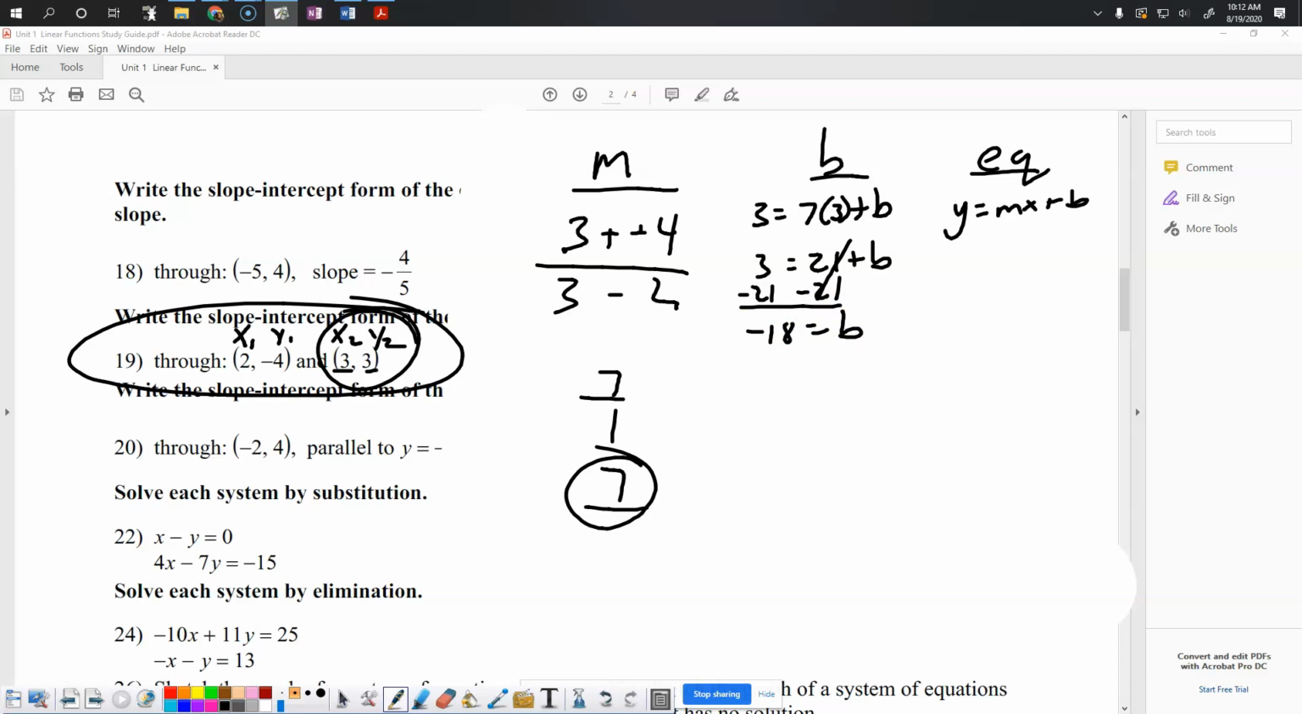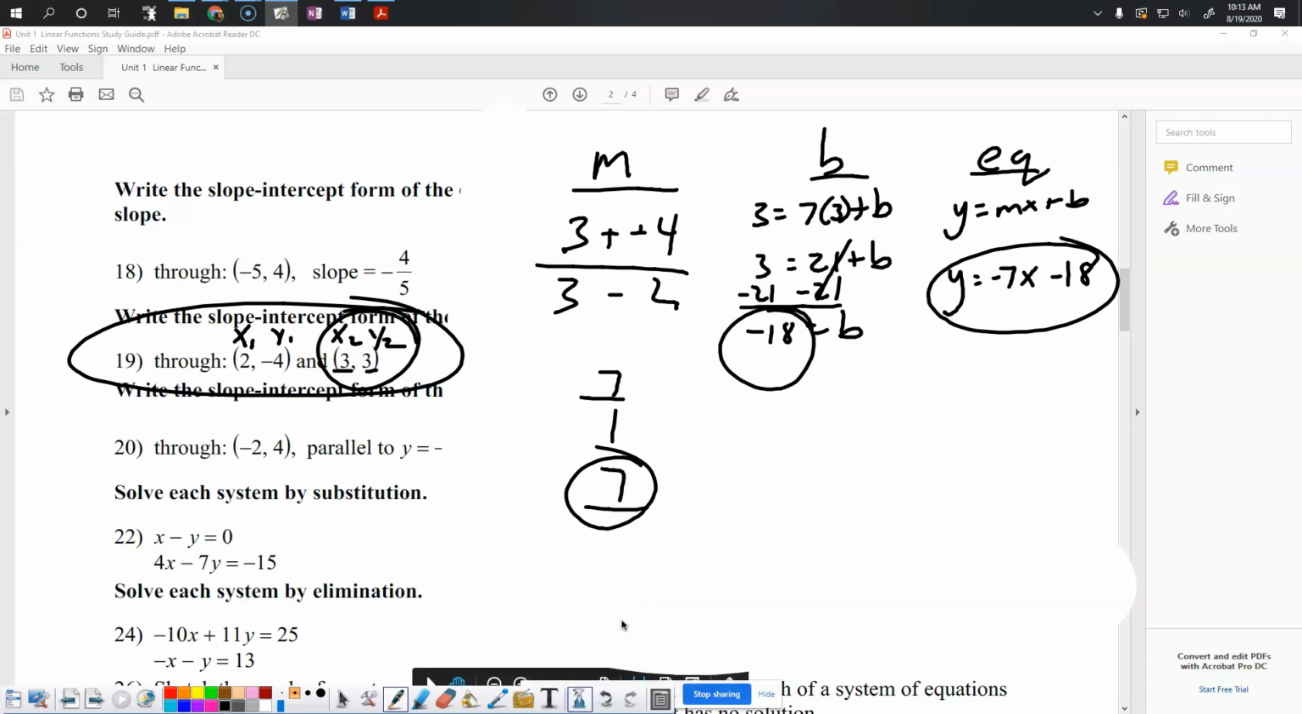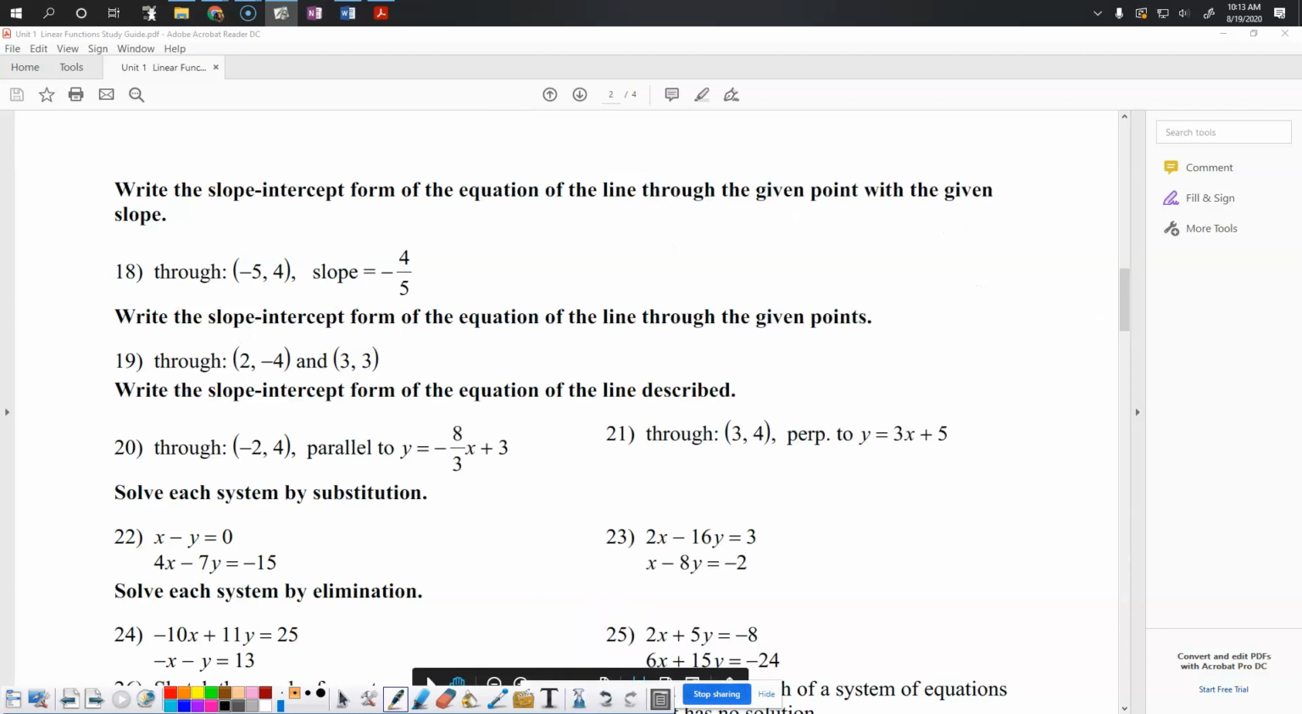Now that we've done that, we can write our equation. We take our answer from the first part and our answer from the second part, and we just put them in the equation like so. And there's our final answer. All right, let's go ahead and take a look at number 20.